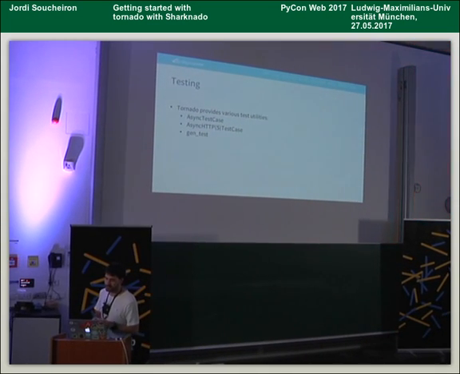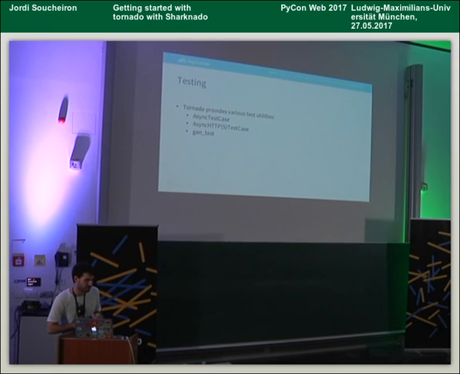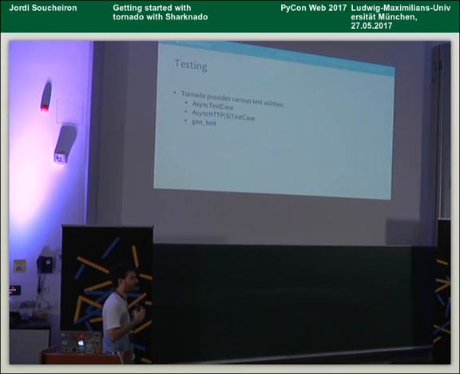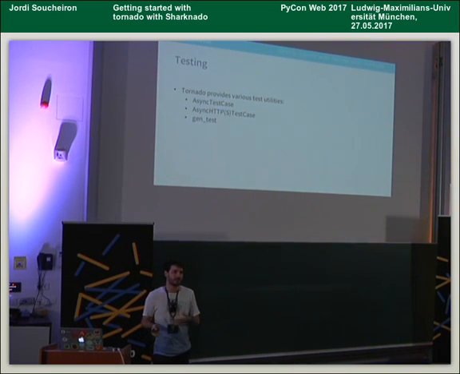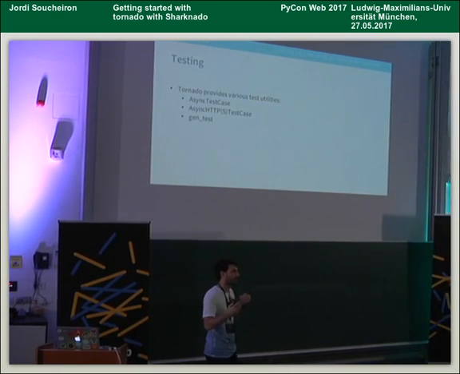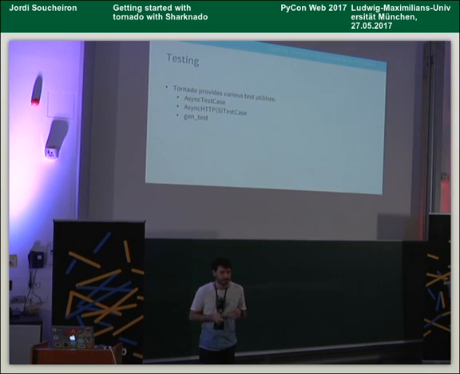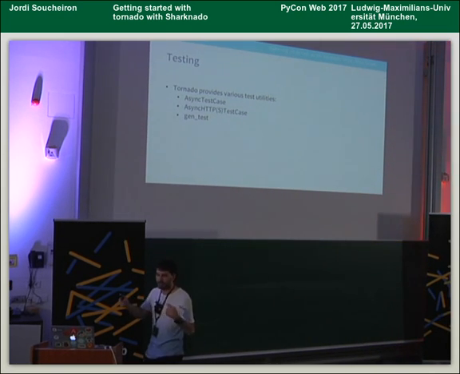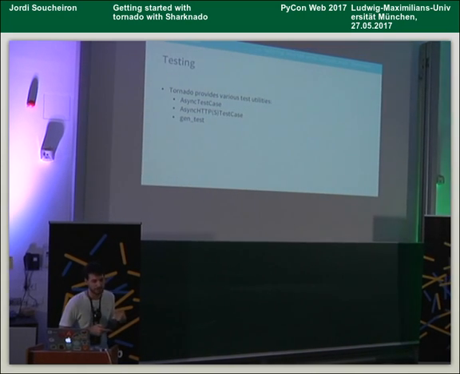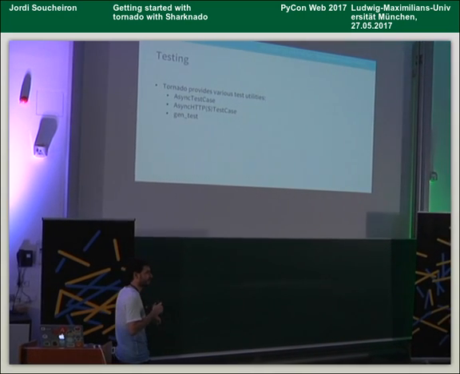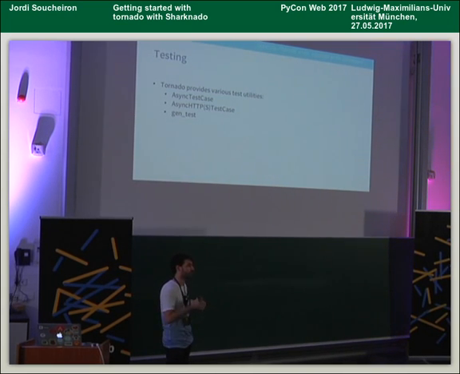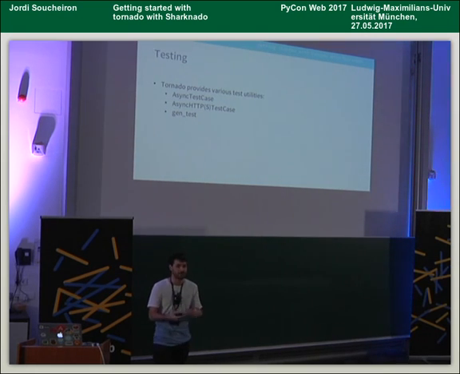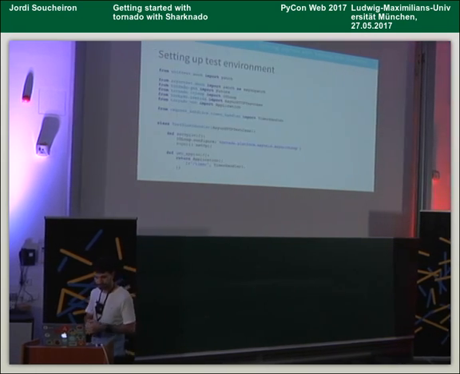We have AsyncHTTPTestCase that will create a Tornado server, file a future in a random port, and it will let us query routes directly from our tests, making it very easy to make end-to-end tests for our whole application. And then we have gen_test that lets us create asynchronous functions as tests. So if we want, for example, to issue a database call, sleep for 3 seconds and then get the result, we can do that from the test itself.